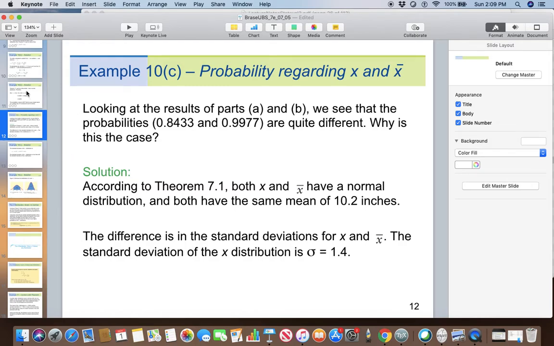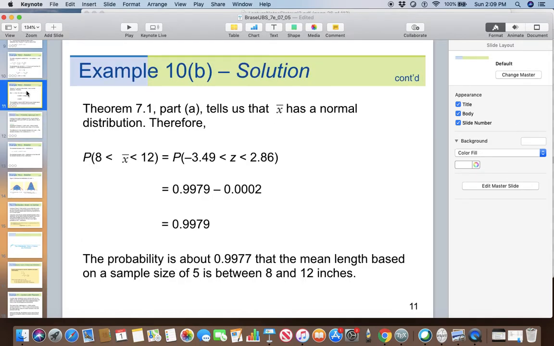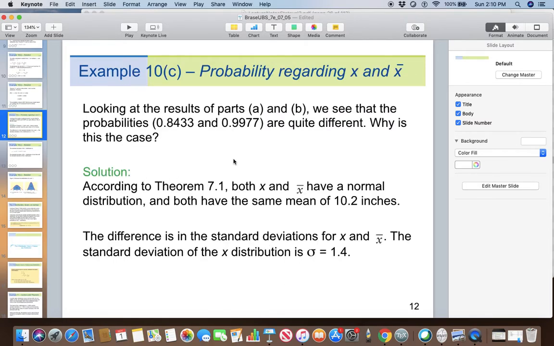So we want to compare the results in our previous case. You found the probability that x bar, that is the mean length of 5 trout, was between 8 and 12, as opposed to a single trout between 8 and 12. That was for a single trout. This is the mean of 5. So why are these different?